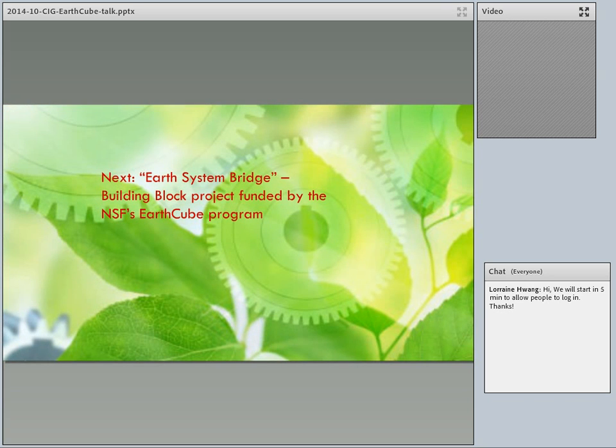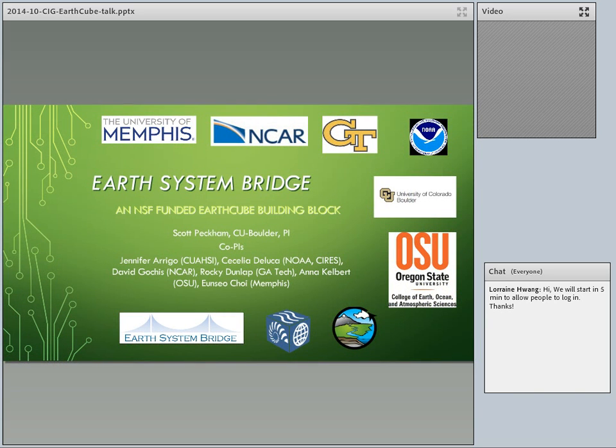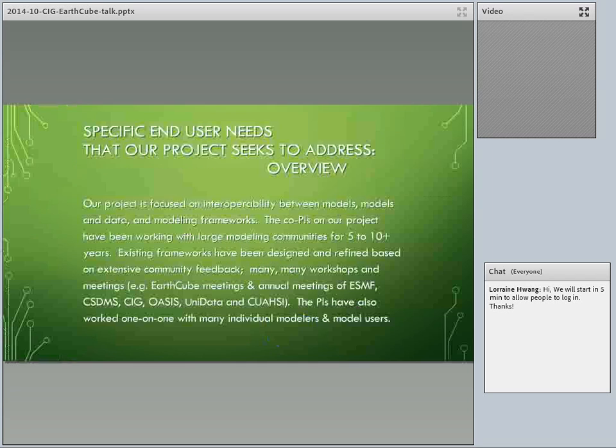Now, the Earth System Bridge is one of the building block projects. It's been funded at the level of close to $2 million for 2 years, and it's a very large collaboration. We are currently in the second year. This includes NCAR, NOAA, and the hydrological community. So CUAHSI is the water community, and NCAR then the climate and weather communities. And the deep earth processes I answer to in my community. Now, the project is focused on interoperability between models, models and data, and modeling frameworks at all levels.